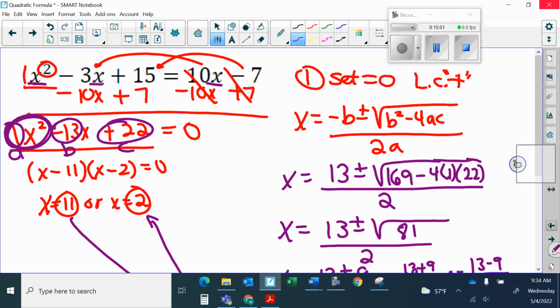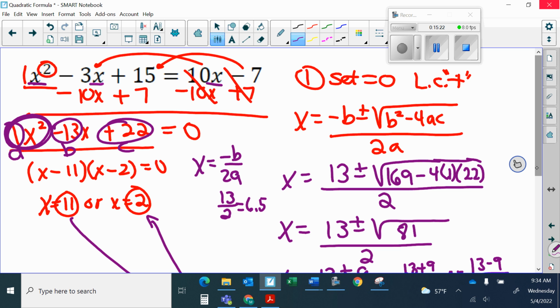Okay. Remember, for quick review, if I wanted to know where the axis of symmetry is, also called the line of reflection, remember that equation is x equals negative b over 2a. So negative b would be 13 over 2 times 1 is 2. So that is 6.5.